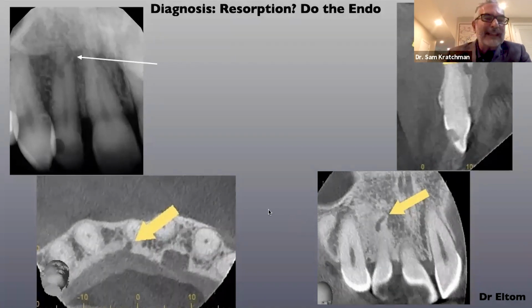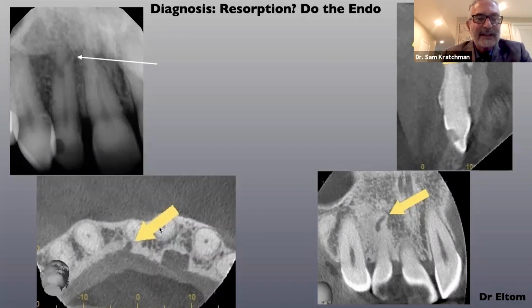Now, looking at this, it's strange. It looks like there's something on the root surface. Of course, you always recommend taking multiple angles to see whether that shifts or not, whether it's something external or whether it's not even touching the tooth itself. But you can make out the canal space. So it's definitely not an internal resorption.